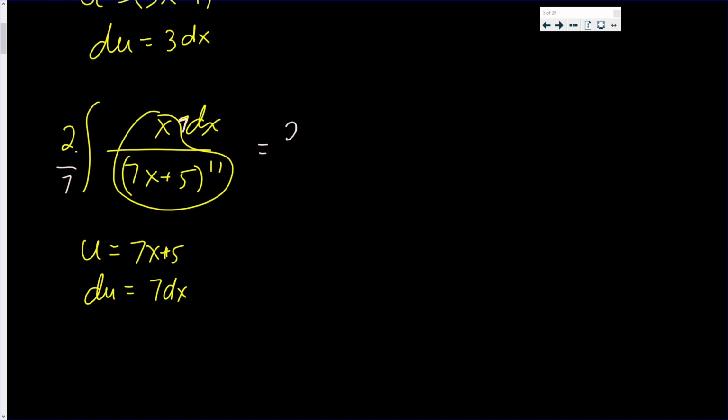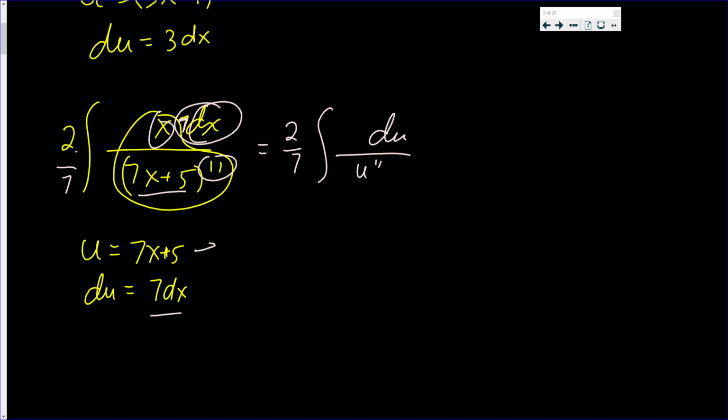Okay, so we have 2 over 7. Let's talk about the bottom. This is u to the 11th. Okay, 7 dx, that's du. So what's x? Well, u minus 5 is 7x. Divide by 7 and now you have x. It's (u minus 5) over 7. I'll bring the over 7 in front.